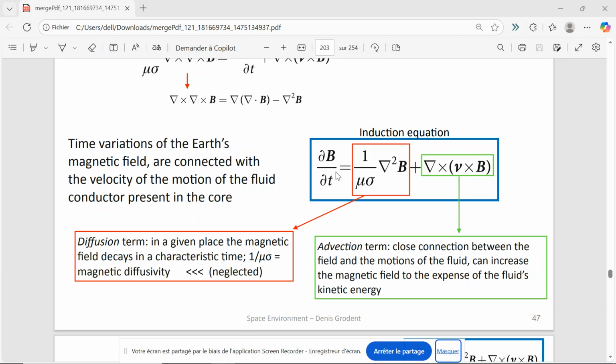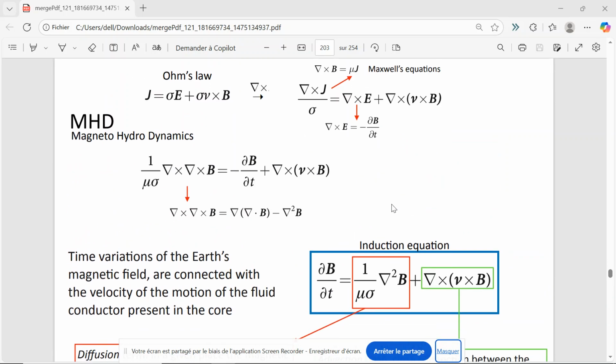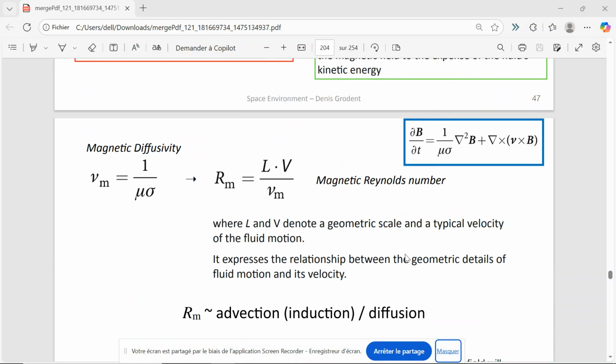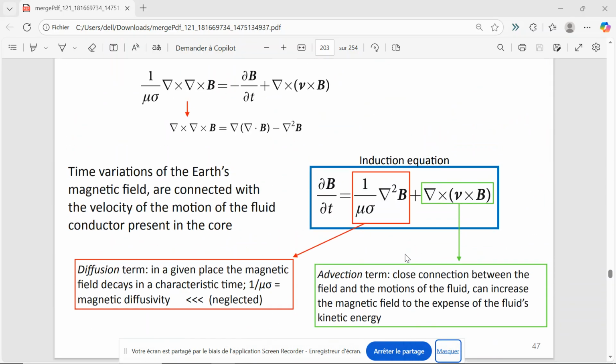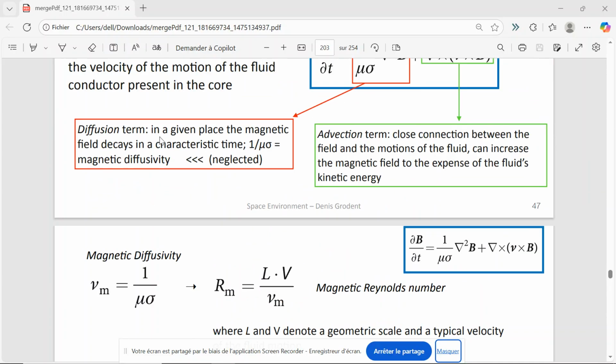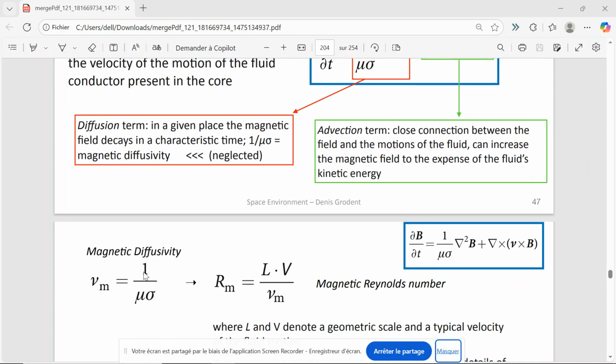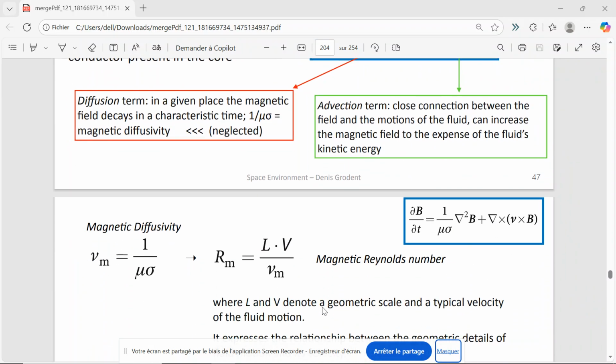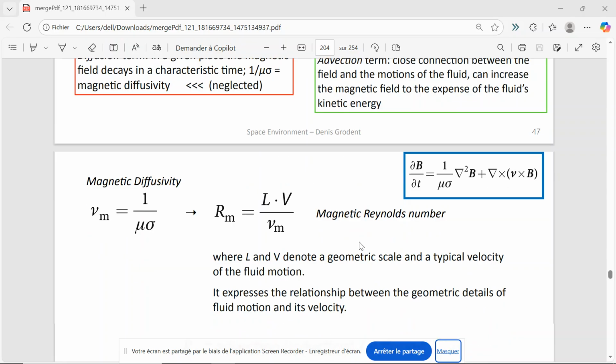So you have the variation of the magnetic field of the Earth. It is linked to this term, which is the diffusion term, and this one, which is the advection term, which depends on the velocity of the fluid inside the Earth. So you have the magnetic diffusivity 1 over sigma mu, and you have this LV over nu m, which we call the magnetic Reynolds number.